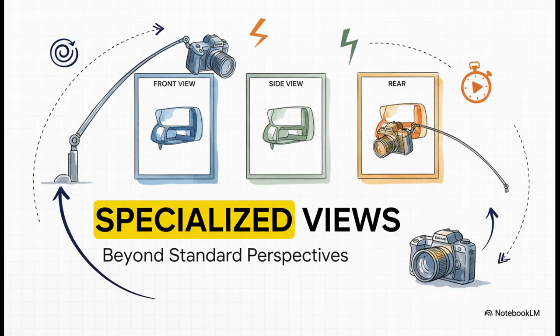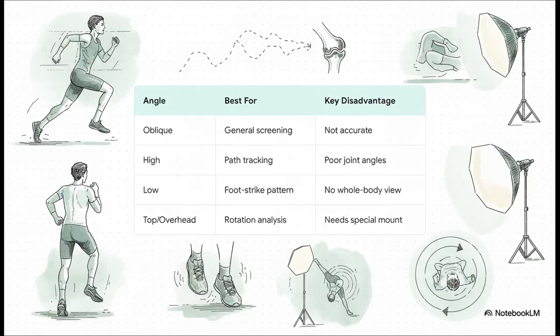But look, sometimes the basic 3 just aren't going to cut it. For really specific questions, we need to bring in the specialists, specialized angles. These are the views that solve those unique, tricky problems and give you insights that you just can't get from the standard front, side, or rear views. So let's do a quick rundown of these. First, the oblique or 45-degree view. It's a decent compromise for general screening, especially if you're tight on space. But just know it's not great for super precise measurements.